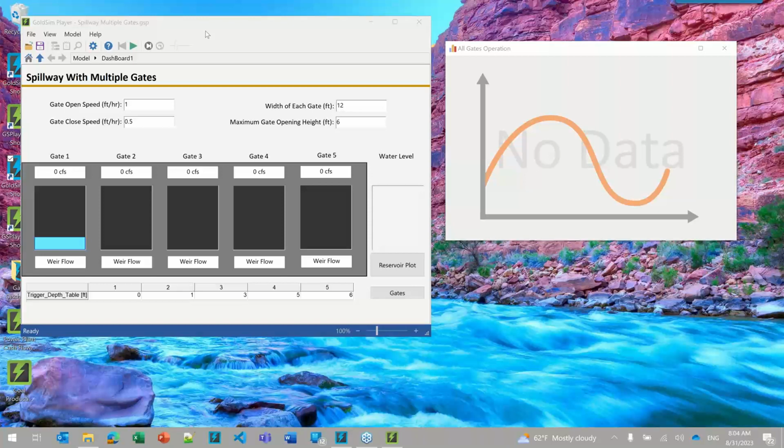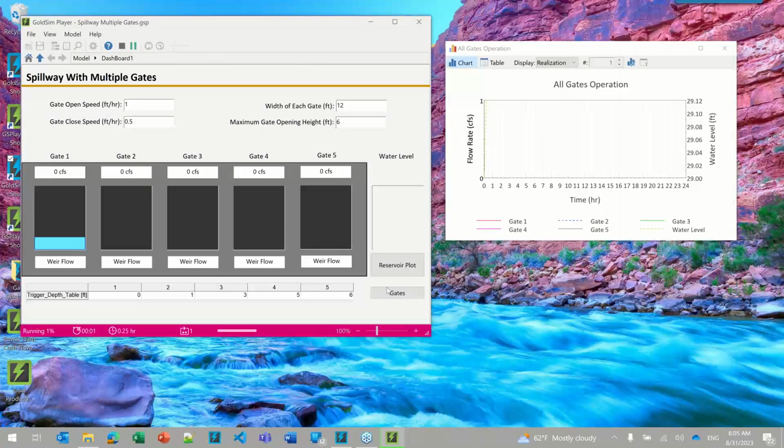And there are times when the gates are open more than the water level, or they become not submerged gates, so they can switch between submerged and not submerged. So the equations have to change from a weir equation to an orifice equation. So that's what's going on behind the scenes here as we play this model. And I will be running this model in slow motion. So I've moved this slider over to slow motion, and now I'm hitting play here.